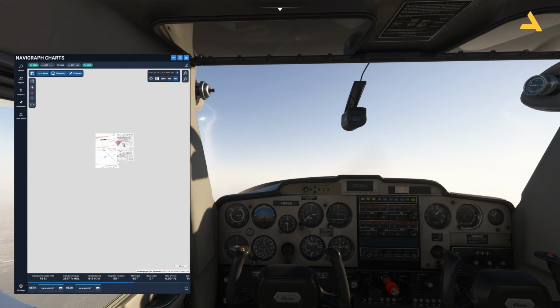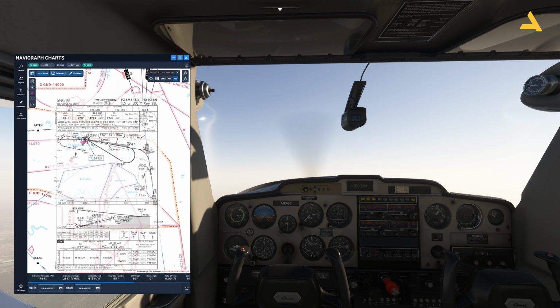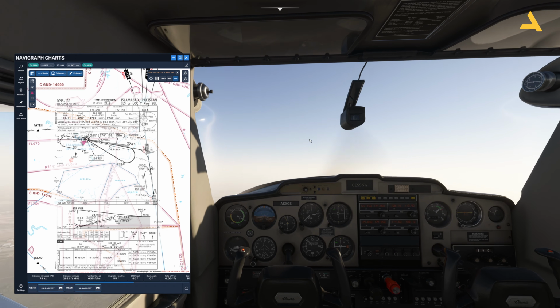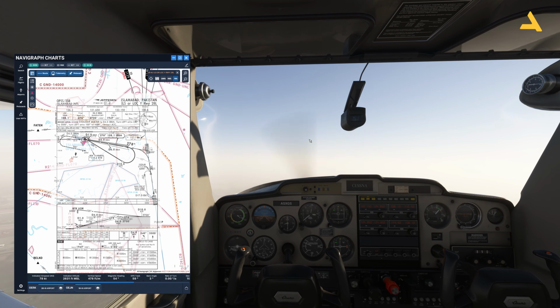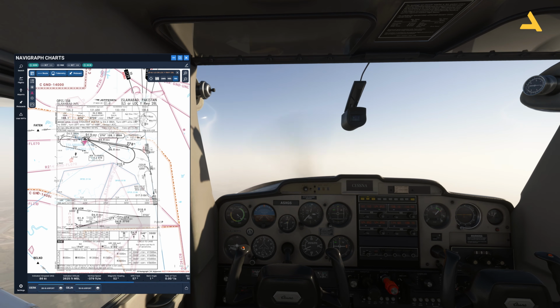Now I will intercept it. Sorry for this. Now I will intercept this line flying in this direction, and as soon as this course deflection indicator starts to move in the middle, I will then again start to turn right, and then once this course deflection indicator needle is in the middle, then I will be following this line. So let's take the simulator out of the pause and let's keep on flying and see what happens.